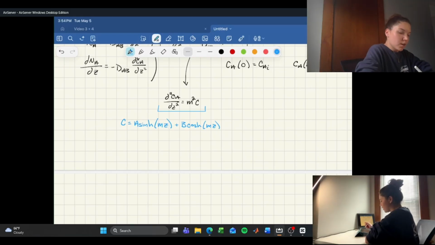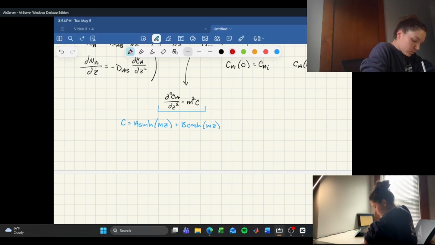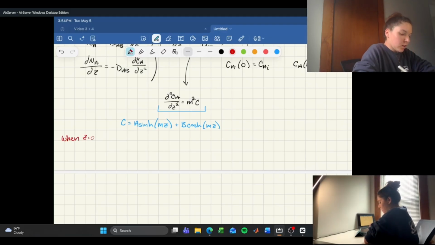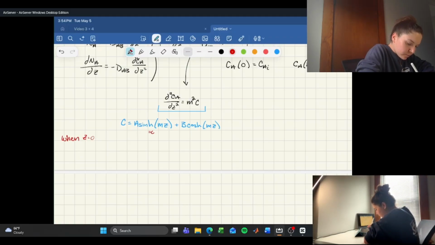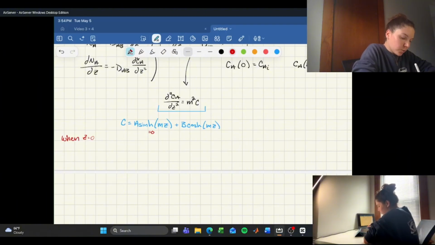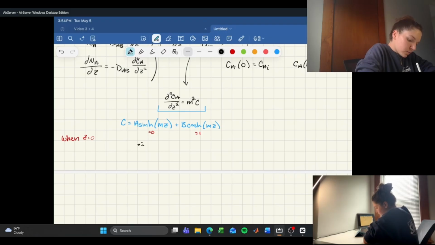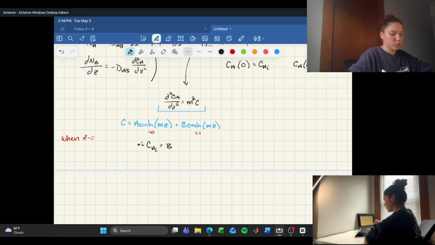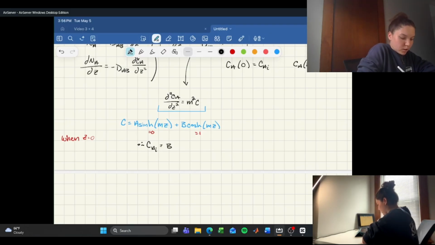Right. And then when z is equal to 0, the hyperbolic sine function is going to be equal to 0, and the hyperbolic cosine is going to be equal to 1. So that leaves us with the concentration of A equal to B, whatever that constant is. So this is going to be at the interface.